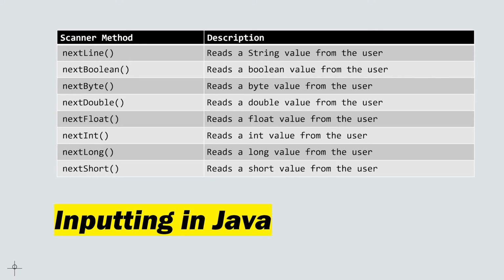So here we have a list of scanner methods. These are the methods that we are going to use to align with the type of variable that the user is going to key in. As you can see, the first one is nextLine, and that reads a string value from the user. The one below it is nextBoolean, and nextByte, nextDouble, nextFloat, nextInt, nextLong, and nextShort. So these are all the types of variables that we're going to use when the user inputs the information. And we're going to use that information to somehow work with our software.